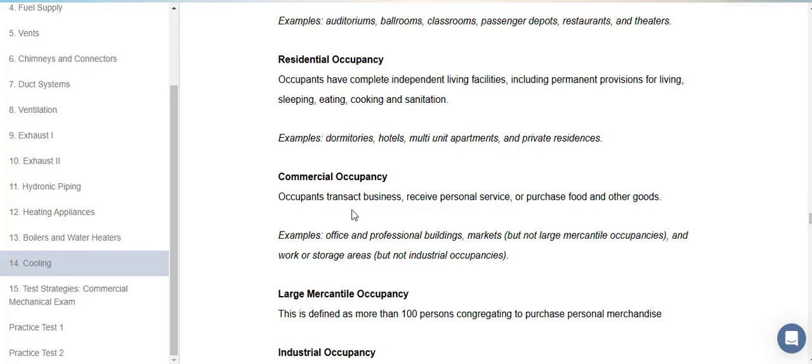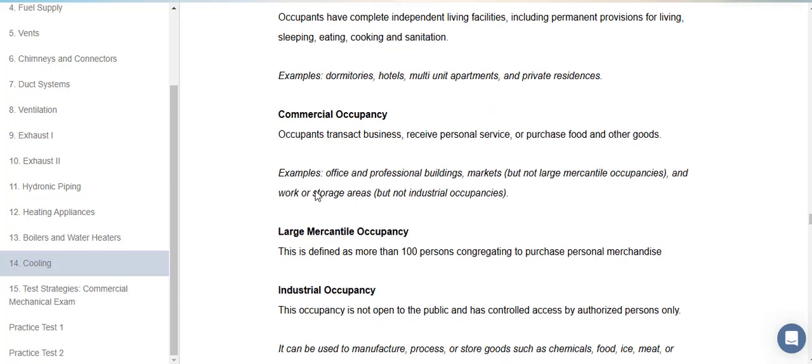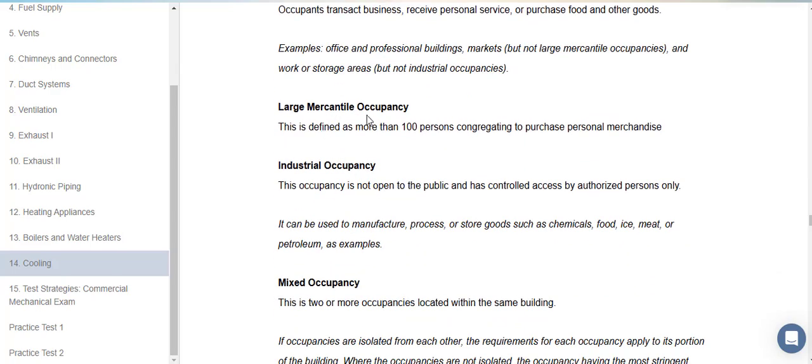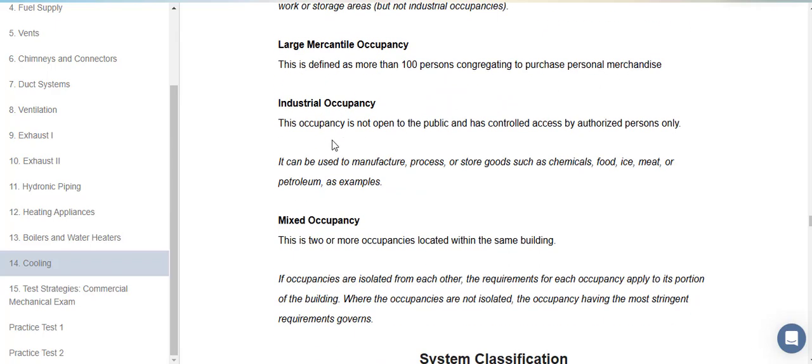Commercial: occupants transact business, receive personal service, or purchase food and other goods. Examples: office and professional buildings, markets but not large mercantile occupancies, and work or storage areas but not industrial occupancies. Large merchandise occupancies: this is defined as more than 100 persons congregating to purchase personal merchandise.